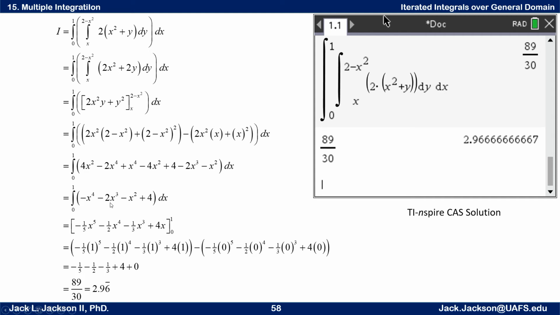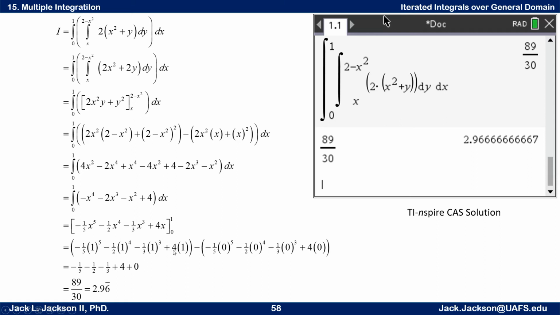Just integrate this. So the powers all go up by 1, and you divide by the new power. X to the fifth, divide by 5, so that's negative 1/5 x to the fifth. That goes up to the fourth power. 2 divided by 4 is 1/2, negative because of the coefficient there. That goes up to the third power, so we got negative 1/3 x cubed, and then the 4 picks up an x, so 4x.